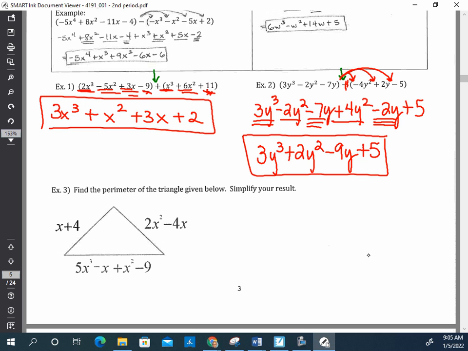So, example 3, before we switch over to multiplication. Find the perimeter of the triangle given below. Simplify the result. So, if I want to find the perimeter of something, what do I have to do? Add all the sides. So, there's my 3 sides. So, you have x plus 4 plus 2x squared minus 4x plus 5x to the third minus x plus x squared minus 9. Yes.